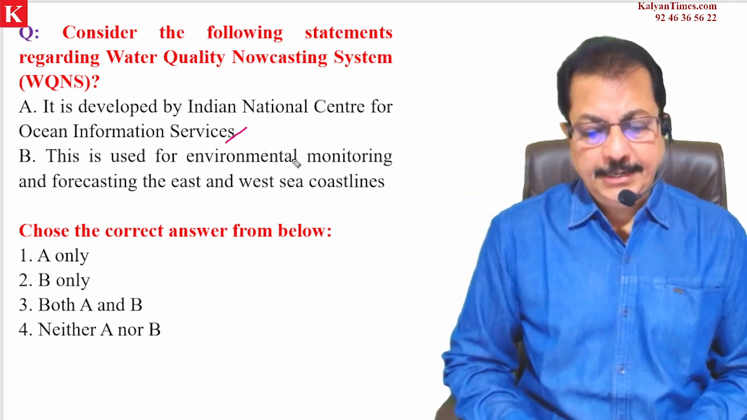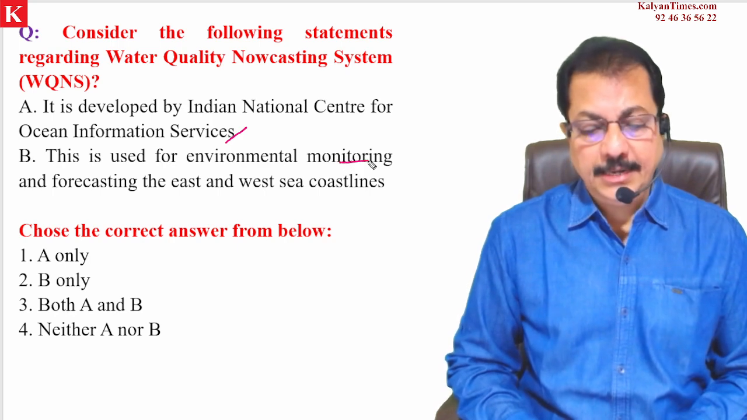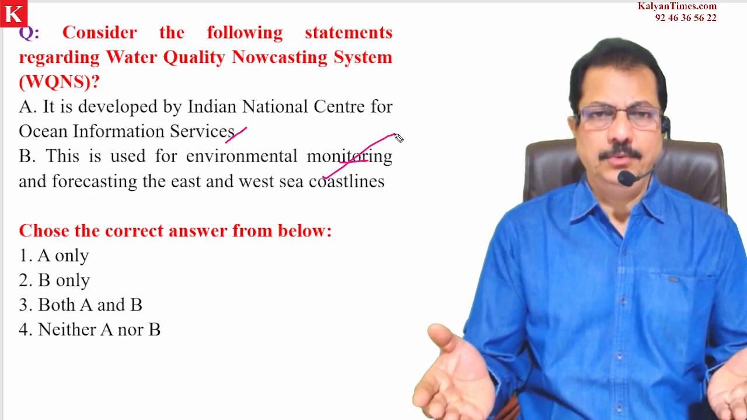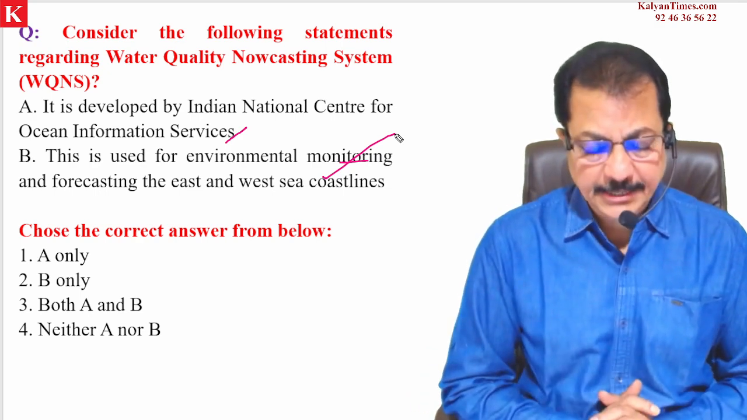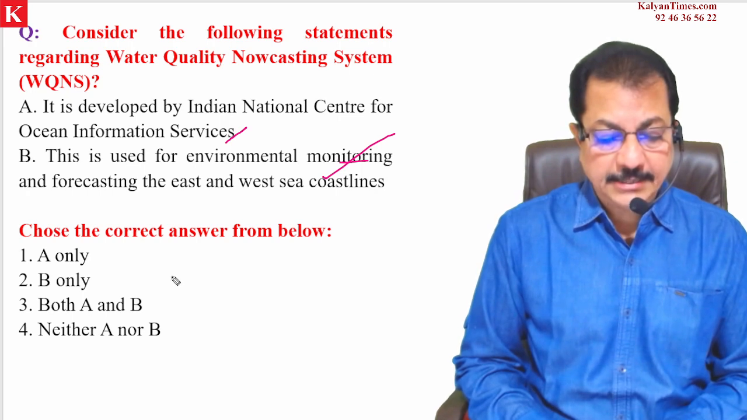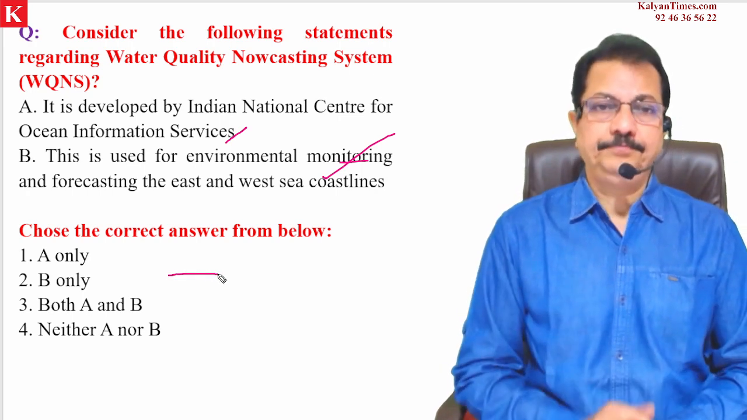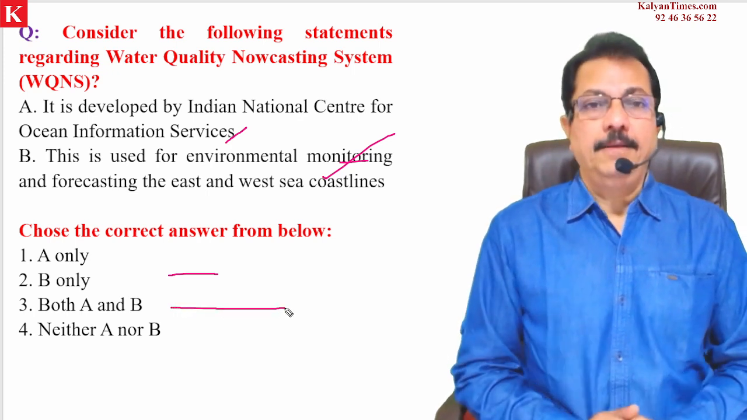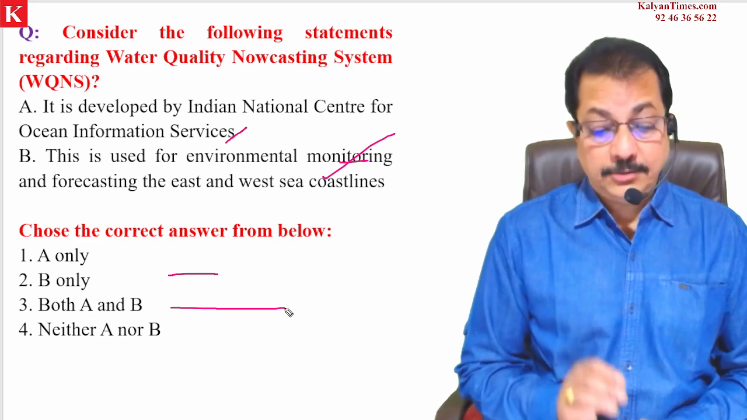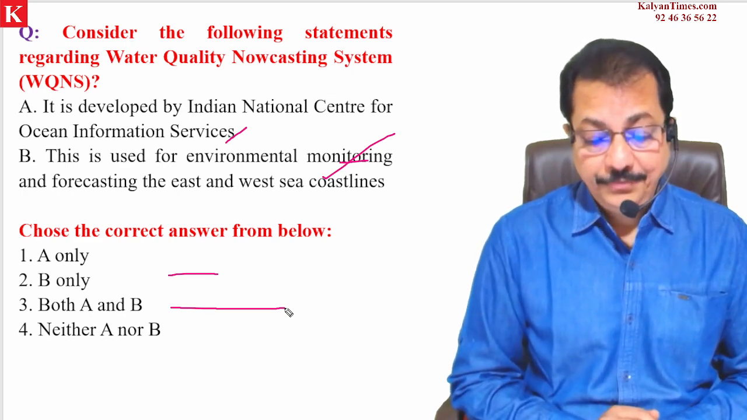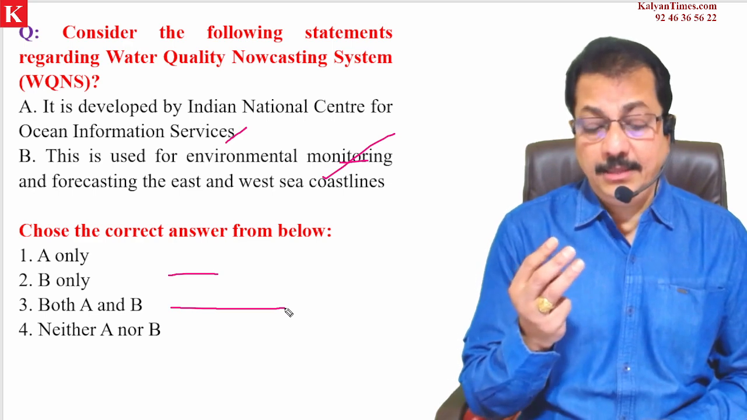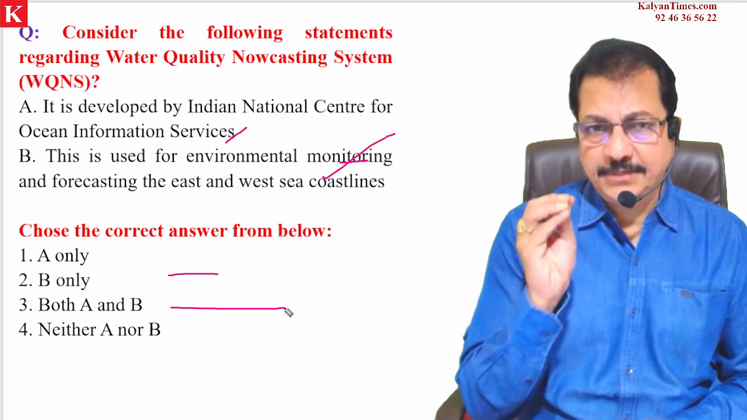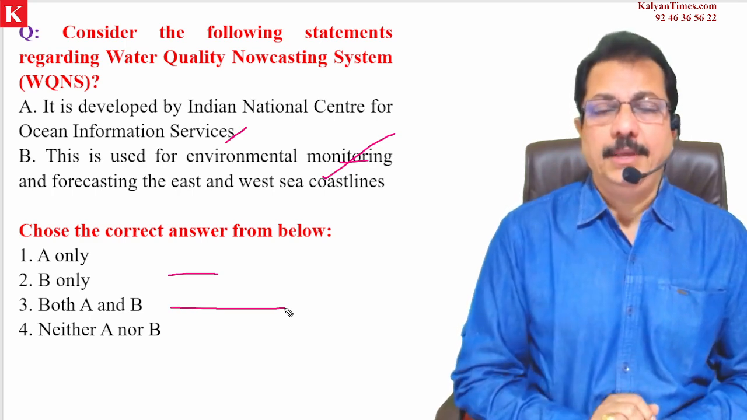Look at this. It is developed by Indian National Center for Ocean Information Services. Just now I told you. So obviously statement A is correct. So when I say statement A is correct, only B will be wrong. Is that okay? Neither A nor B will also be wrong. Right? Very, very important one. So now we'll be reading option B here. If B is correct, then our option 3 will be correct. If statement B is wrong, then our option will be 1.